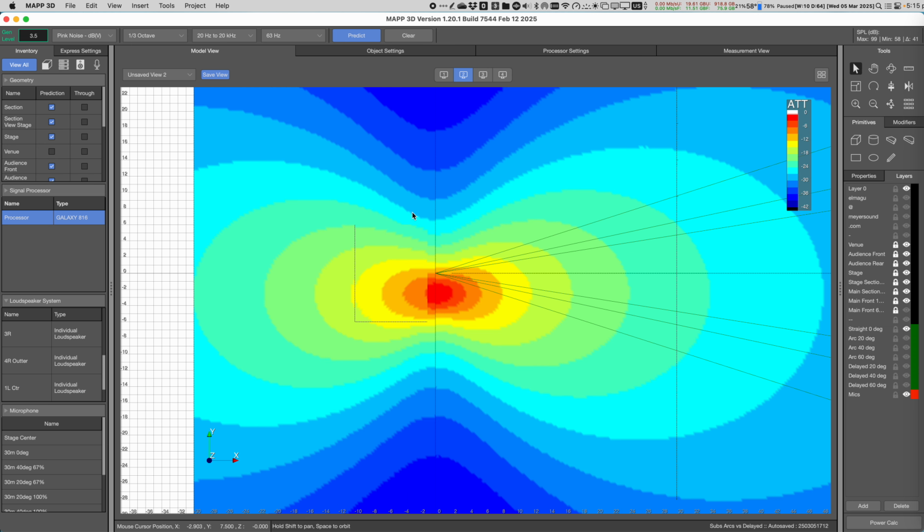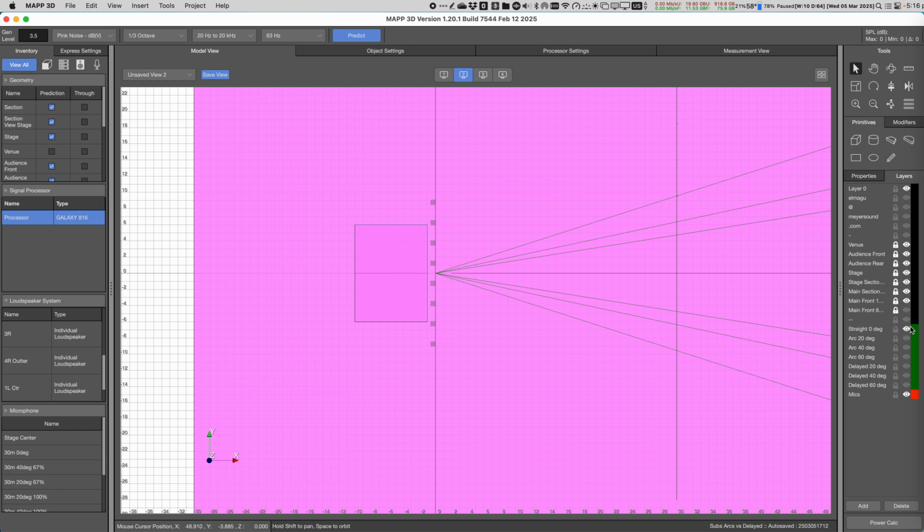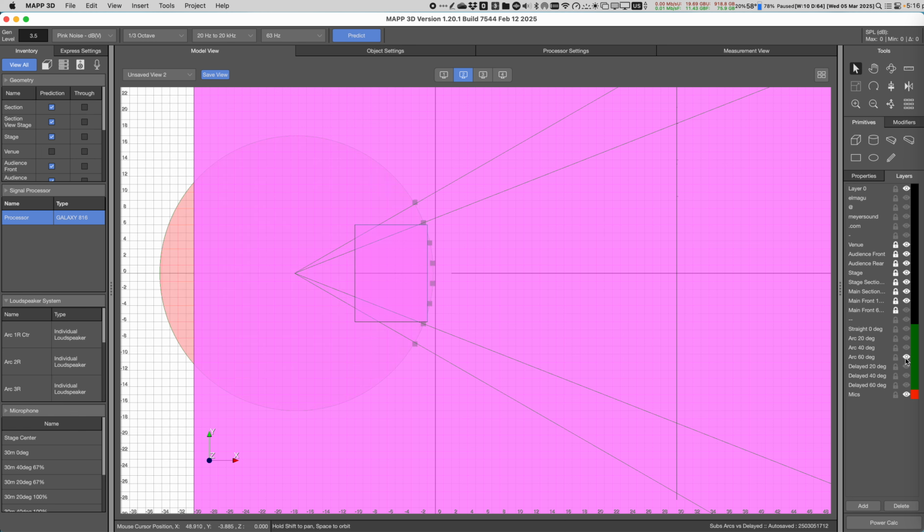Okay, so because of this attenuation, what we will see is that we have cancellation pointing to where the speakers are, and we have summation in the front and summation in the back. Okay, but what happens if instead of doing this, we do an arc shape?